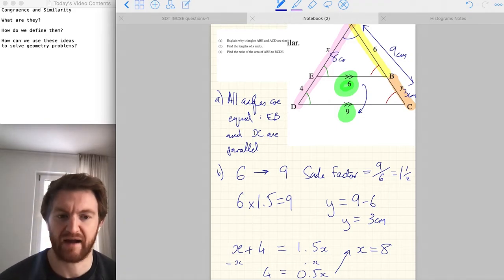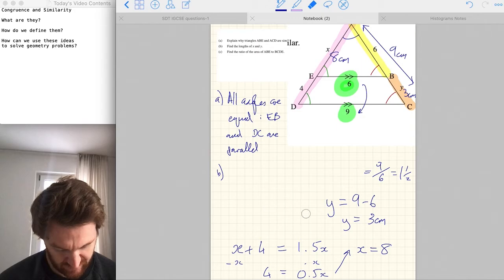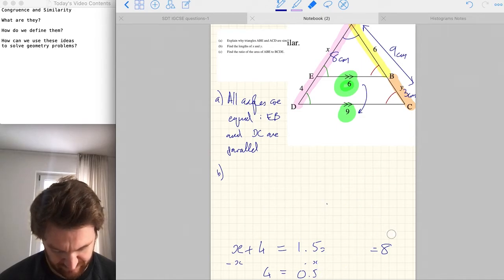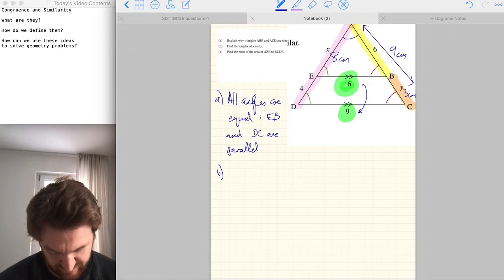I'm going to have to rub that out now because we need some space to do the third question. But you can always go back and look at the working out or pause the video before I rubbed it out. So we now know that y is 3 and x is 8.